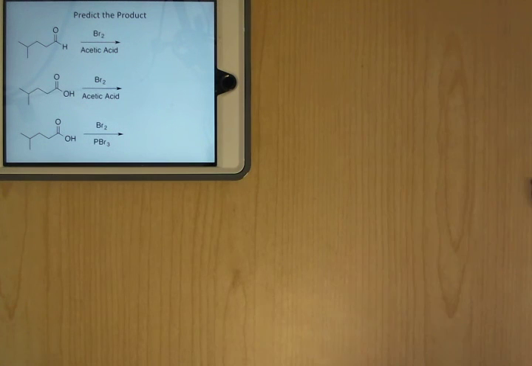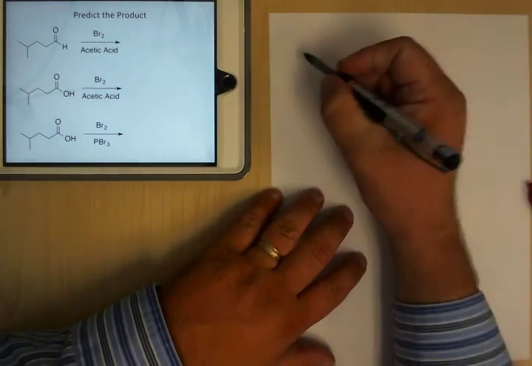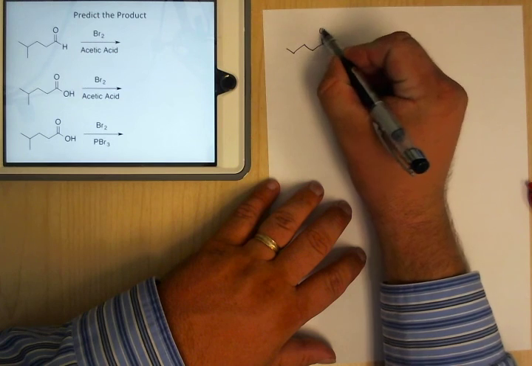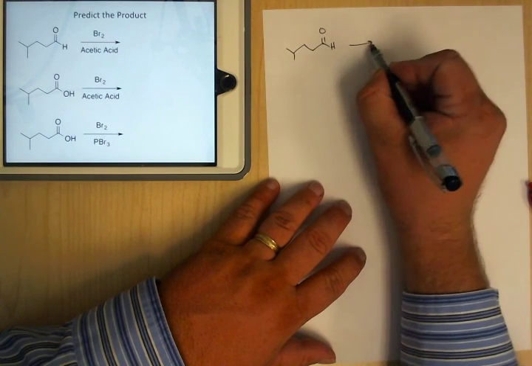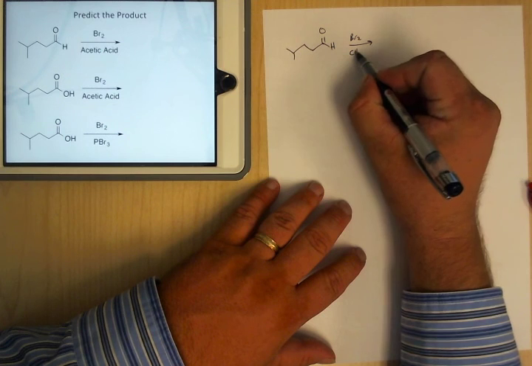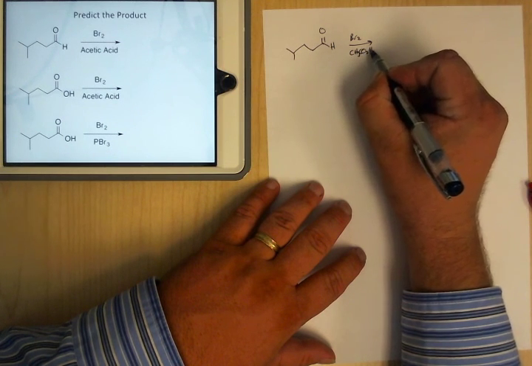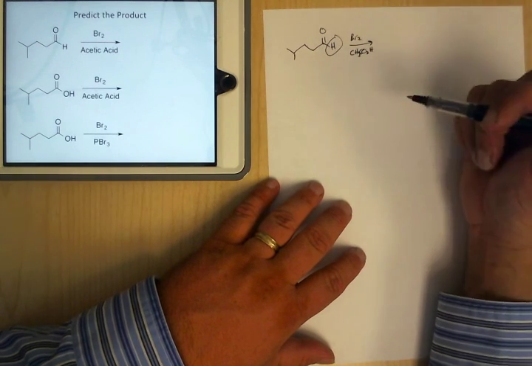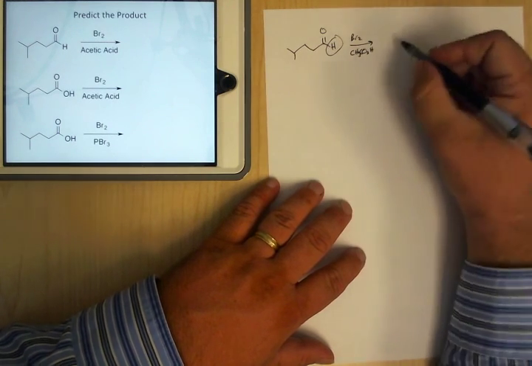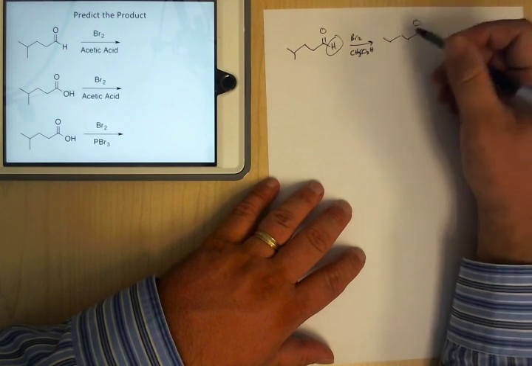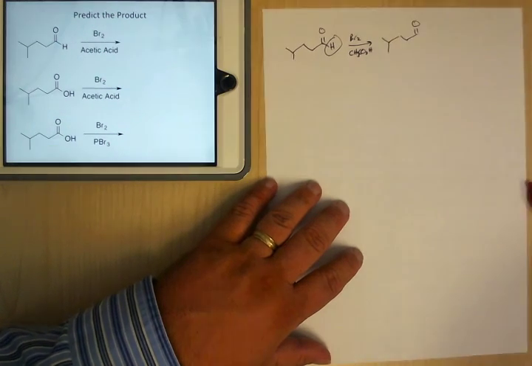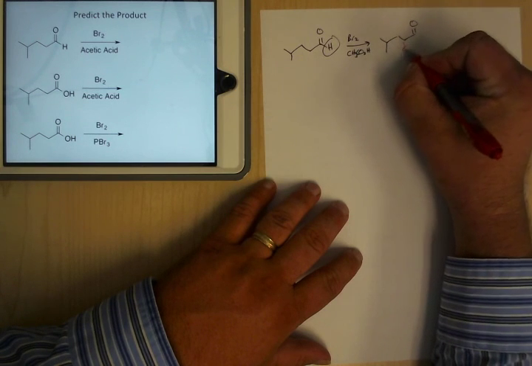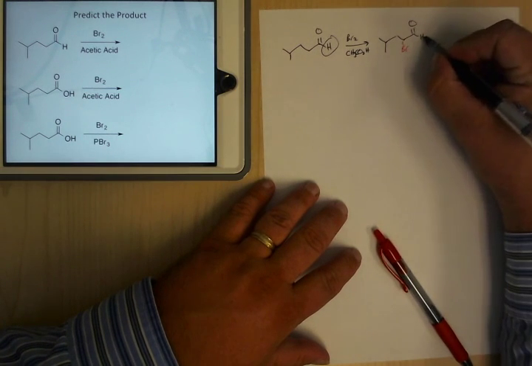Okay, so here we go. Right, so we have Br2, so CH... So that's acetic acid, right? So we have an aldehyde here, so we're good to go. Right, so we're going to install our bromine here. So that's fine.